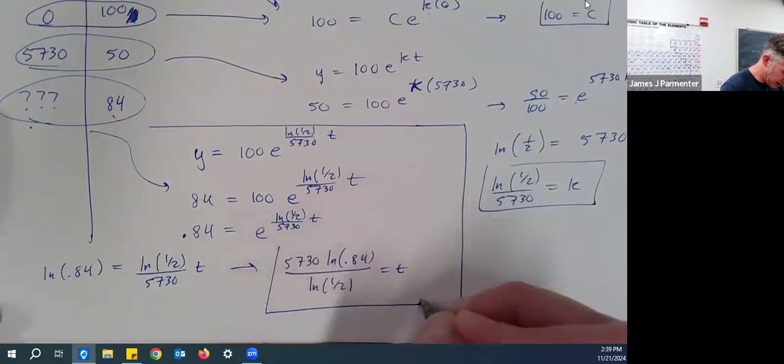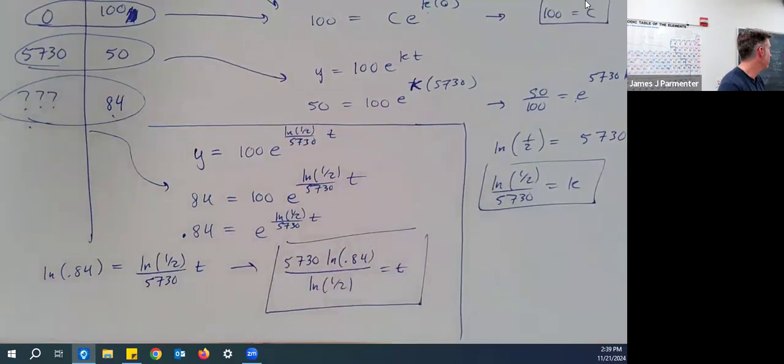On an exam, if you don't have a calculator, that's all you can do. I know it's still a lot, but you can't go any further. And that's how old the thing would be. So I guess if you had a calculator, which I suppose I do.